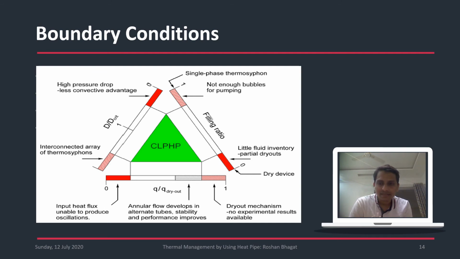Next thing, heat input. Heat input cannot be too low, and heat input cannot be too high. If the heat input is too low, you don't have the vapor formation that is taking place. If the heat input is too high, the dry out of the working fluid will take place. That is also not good. So we must have a certain heat input. It cannot be too high, and it cannot be too low. So diameter, then the filling ratio, and last one heat input.